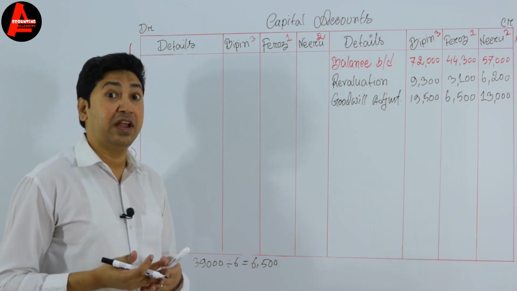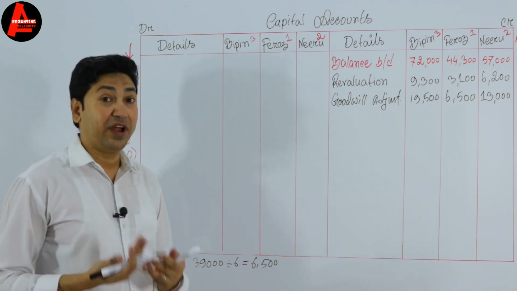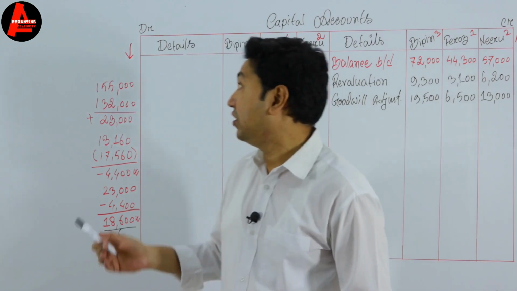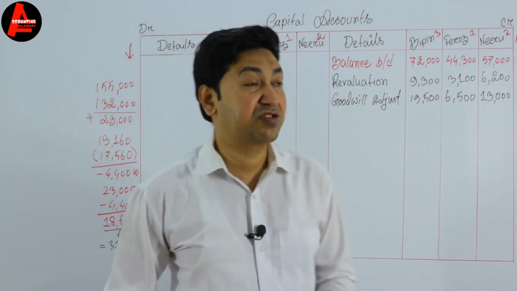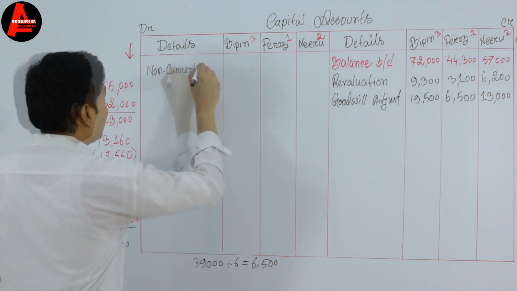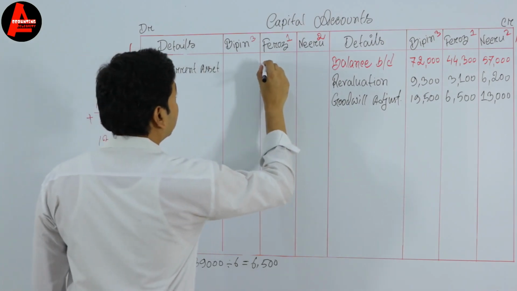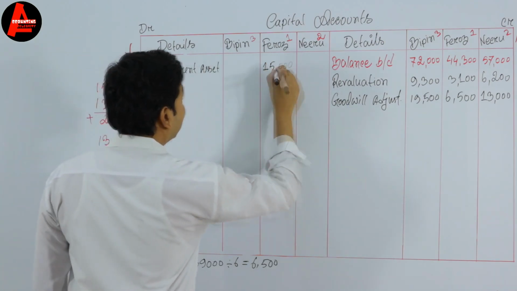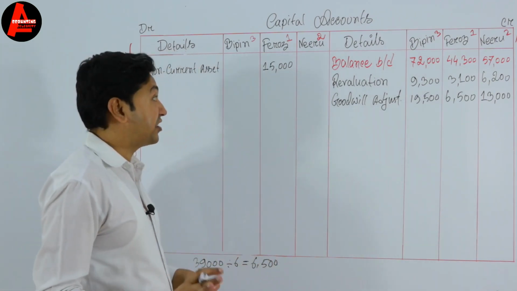Now here this partnership business has to give $15,000 to Firoz. So here capital will be increased or decreased? Yeah, it is decreased. So when capital decreases, I told you it will come on the debit side. So let us write here non-current asset. Here only Firoz will get $15,000. Okay, so great, we wrote all the things from the adjustment.